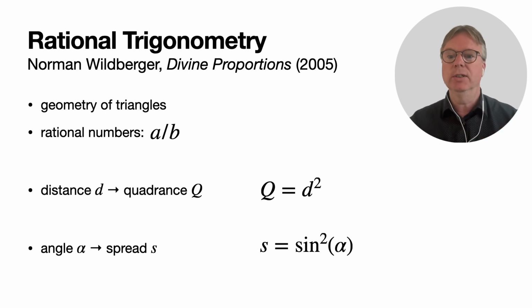And as I mentioned earlier, distance D now becomes quadrance Q, and you can think of Q as the square of D. And the angle alpha we will now turn into a spread S. And the spread S is basically the sine of the angle alpha squared. It's not, this is very important, it's not defined that way. It doesn't need sine, cosine, tan, those types of functions we don't need.